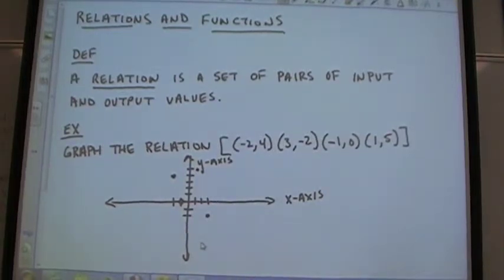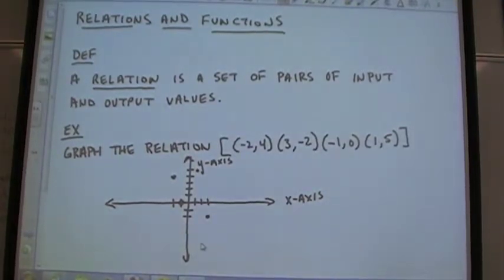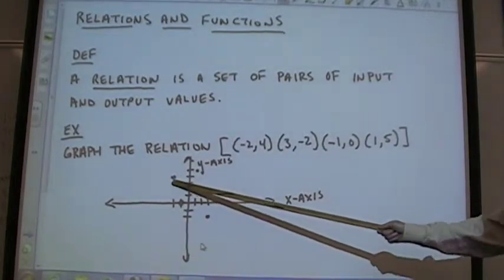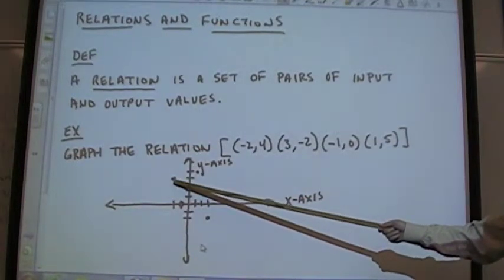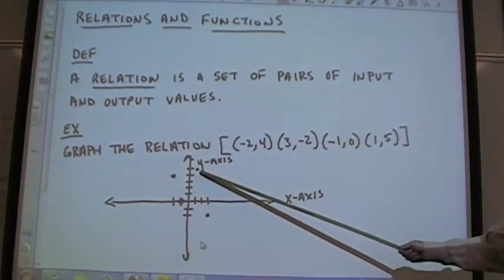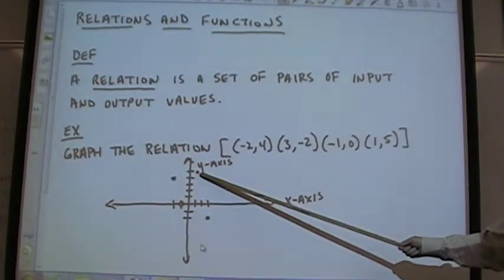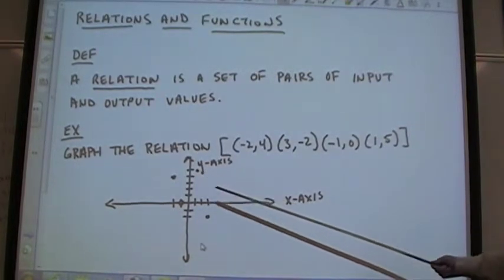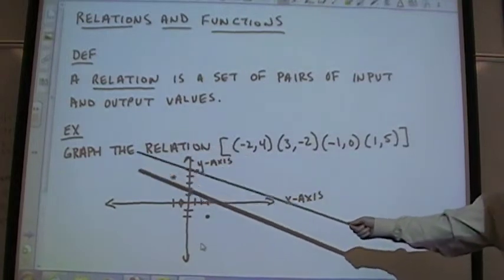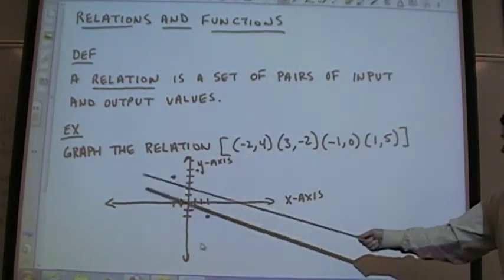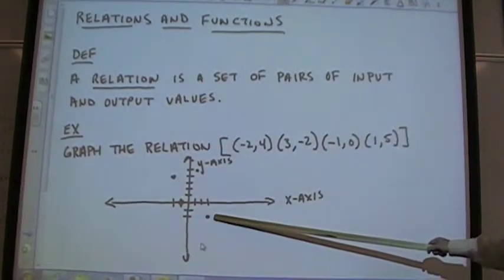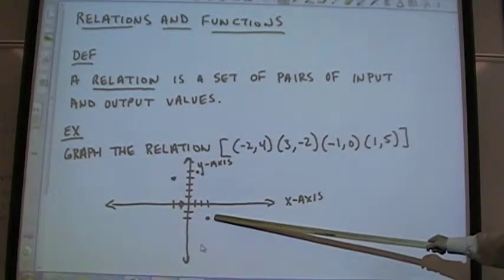All right, see if you remember this: what quadrant is (-2, 4) in? (-2, 4) is here. That's quadrant 2. What about (1, 5)? That's quadrant 1. It starts here and goes counterclockwise: 1, 2, 3, 4. So the point (3, -2) is in quadrant 4.